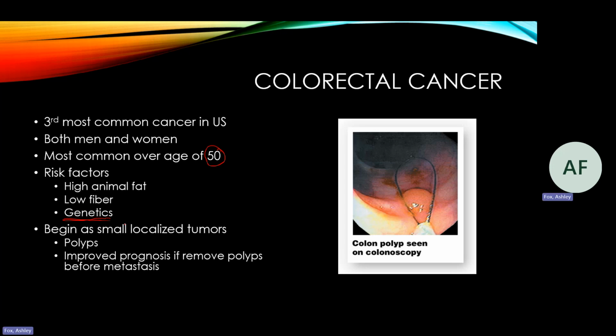They begin as kind of small localized tumors. That's what polyps are. So that's why if you go in for a colonoscopy and they say they remove polyps, those are small, kind of localized tumors. If you remove the polyps and get them under control before they can spread, then that prognosis is much better. So that's why getting regular colonoscopies, having polyps removed is good for colorectal cancer.